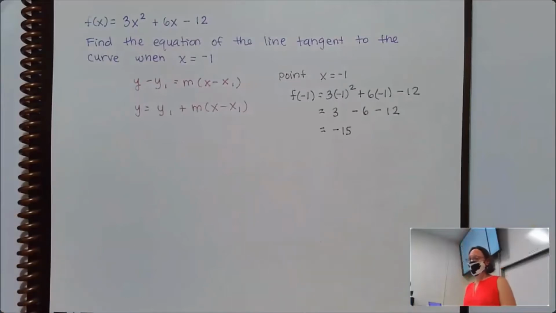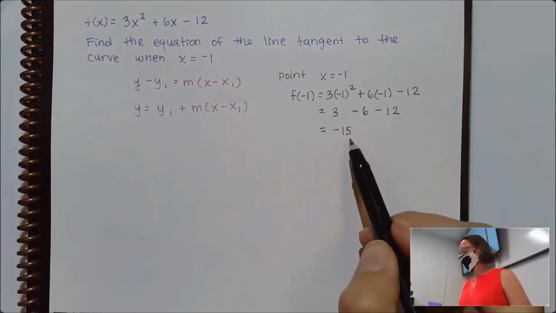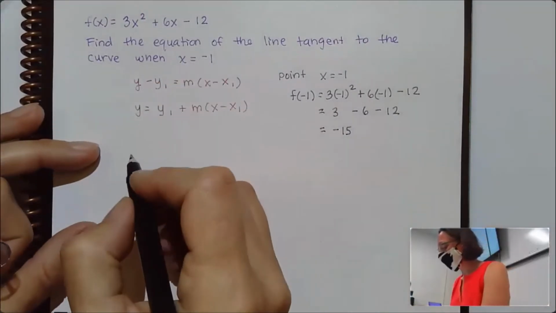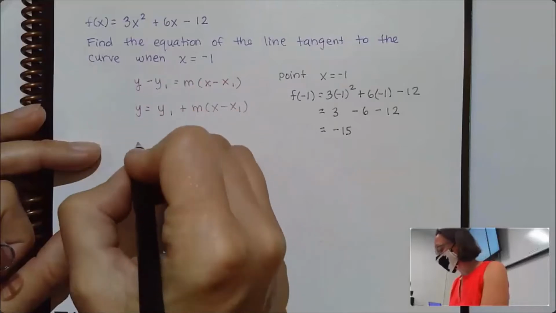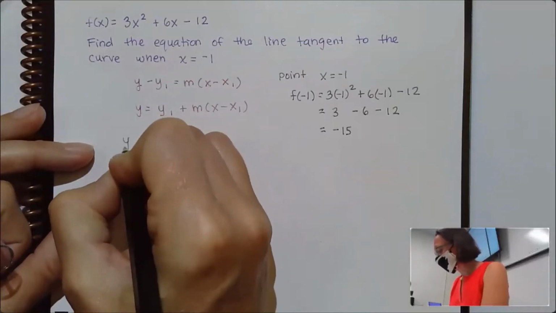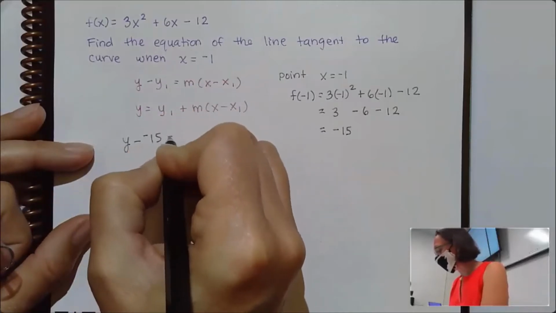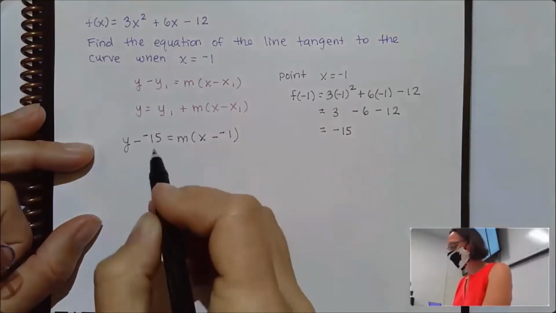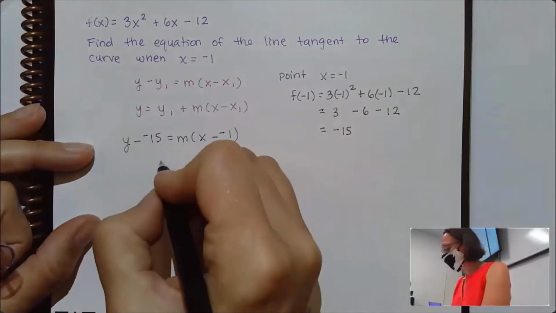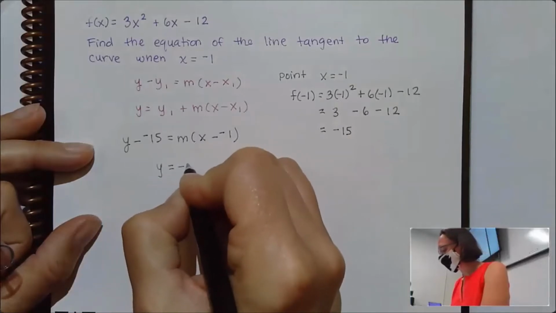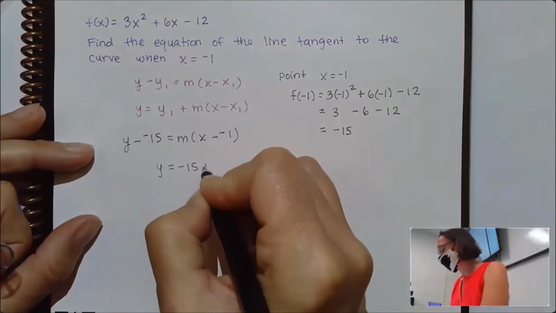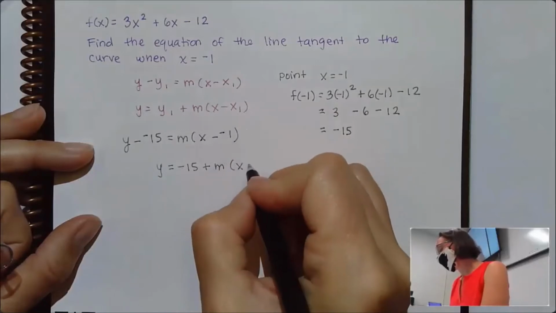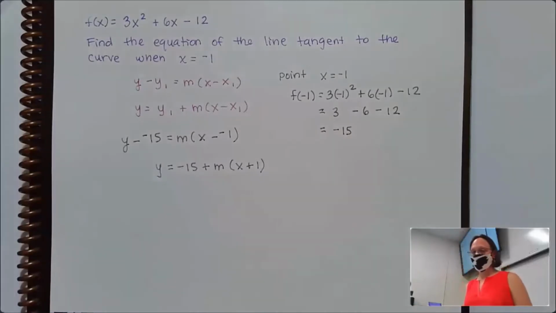So that means the point that we're plugging in has a y value of -15 and an x value of -1. Doesn't matter which one. If I go with the top version, that means I'd have y minus -15 is equal to m times x minus -1. If you went with the second version, we would have y equals -15 plus m times, and I'm going to take that minus and minus and go ahead and write it as a +1.